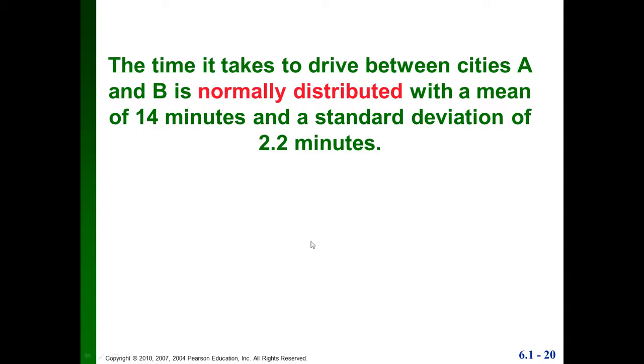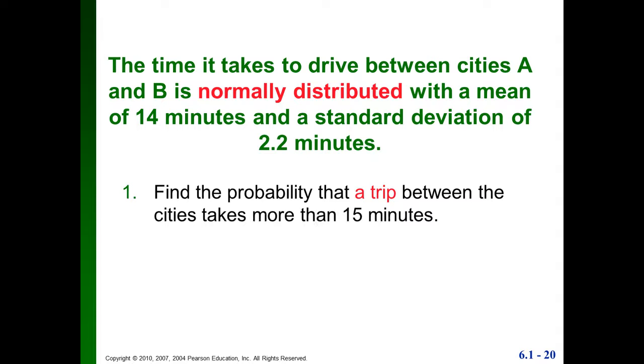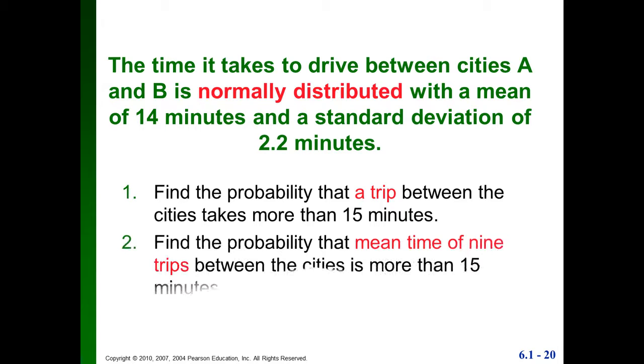Now, let's look at another example right here. The time it takes to drive between city A and B is normally distributed, with a mean of 14 minutes and a standard deviation of 2.2 minutes. Let's look at two examples here. First, we're going to find the probability that a trip between the cities takes more than 15 minutes. And then the second thing is going to be finding the probability that the mean time of 9 trips between the cities is more than 15 minutes.